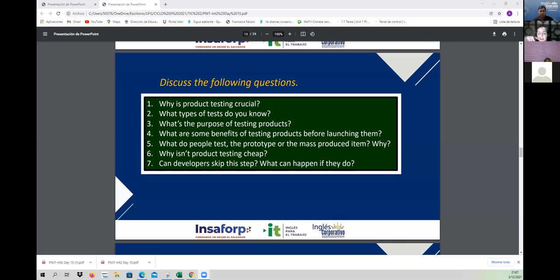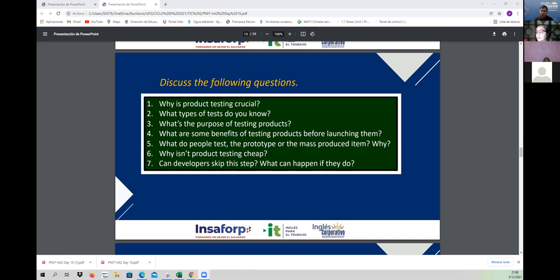For example, the brand test is important to know the acceptance. Acceptance, yeah, acceptation doesn't exist. Acceptance of the new brand or new product, and to get information about the possible target market. Yes.